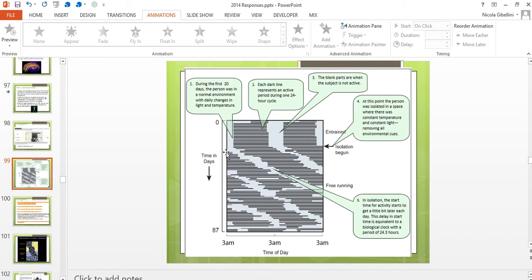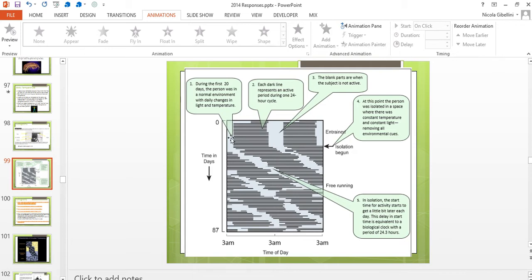Look and see what it's measured in. Here it's in time in days, so each one of these down here is a day. Along here is the time of day. You can see that during the first 20 days the person was in a normal environment with daily changes of light and temperature.